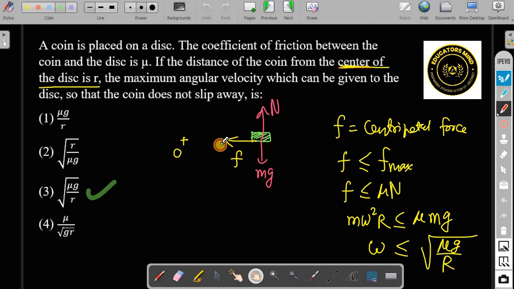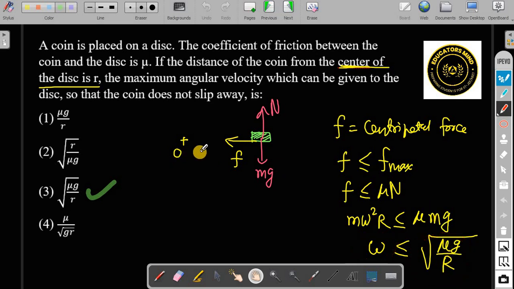So first of all, it is going together, so there must be centripetal force. This centripetal force is provided by friction. So this friction which is acting must be less than or equal to maximum friction. Maximum friction is mu times normal, and this friction which is acting must be less than mu times normal. So this is centripetal force, m omega square r, must be less than or equal to mu mg, right? Normal is mg. So omega must be less than or equal to root mu g by r.